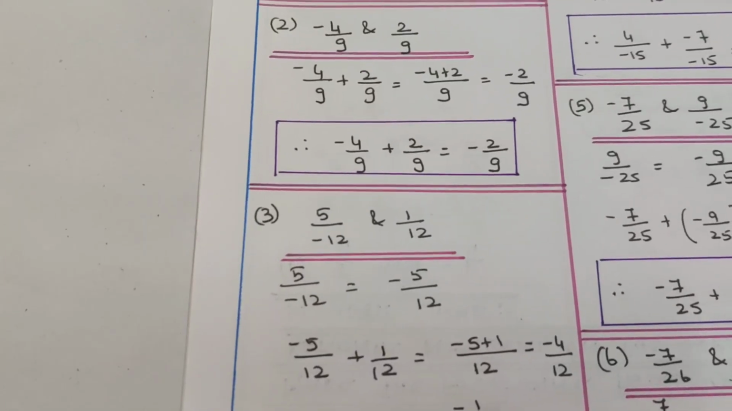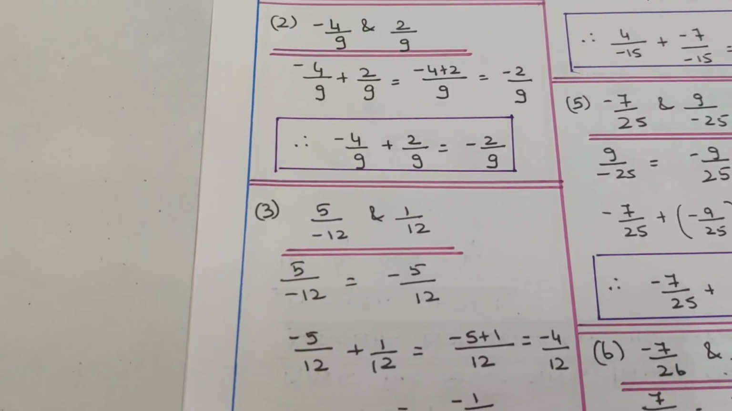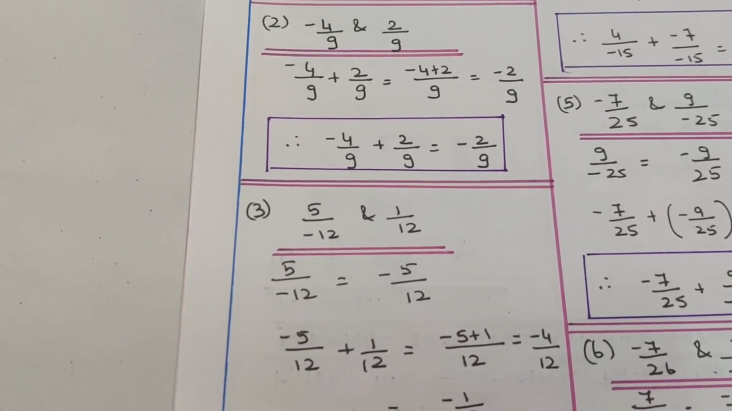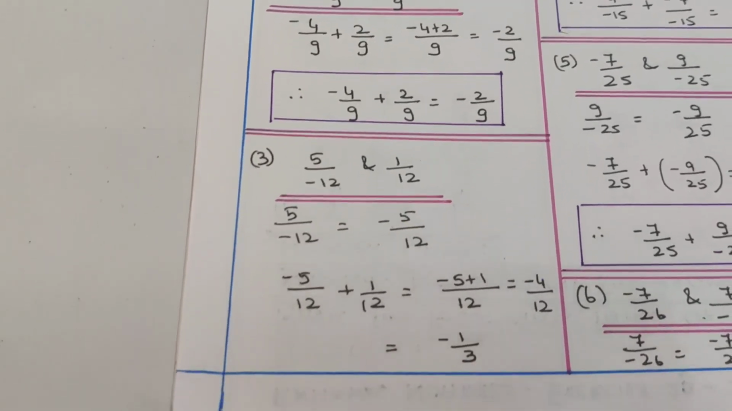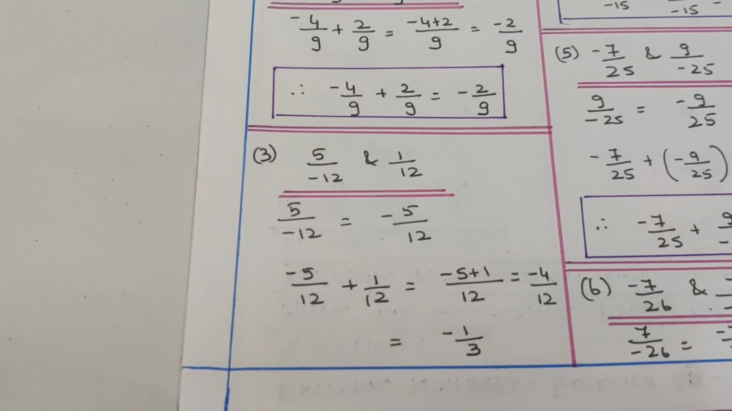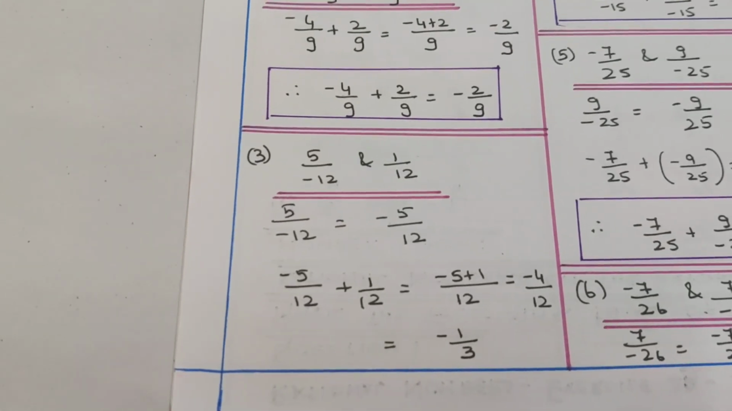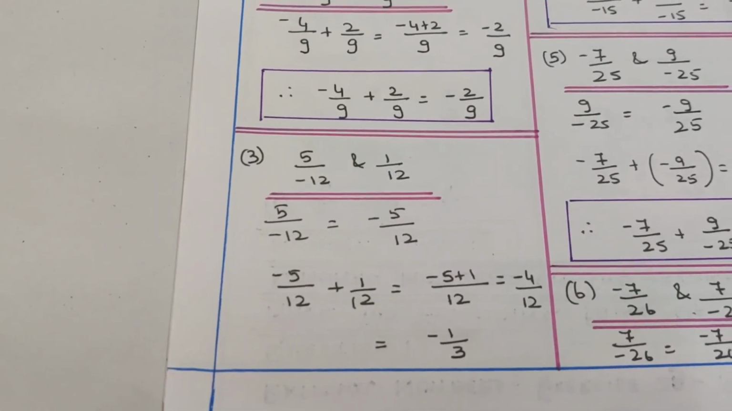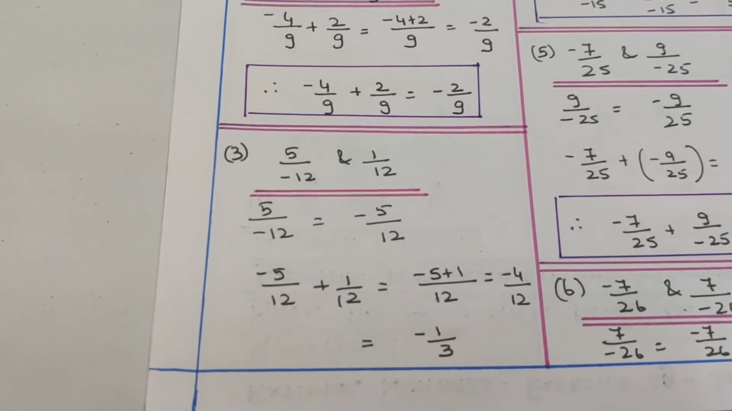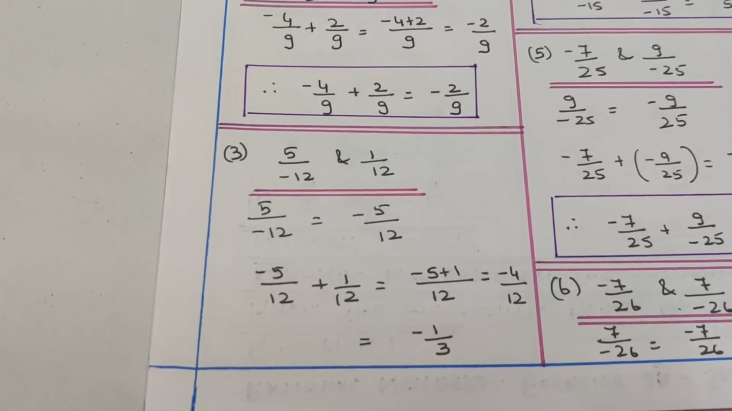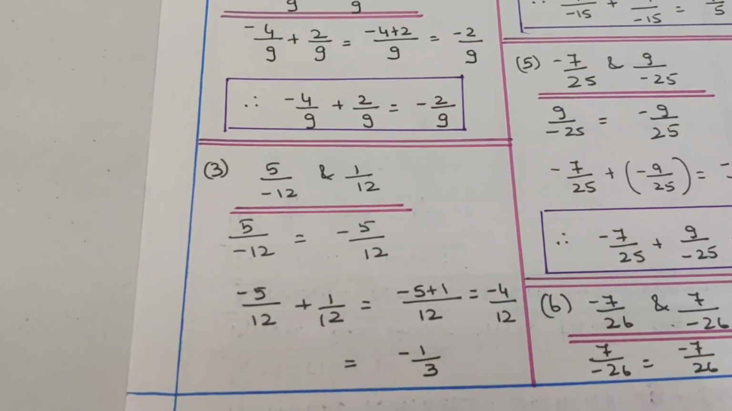Similar way, 5 by minus 12 and 1 by 12. So 5 by minus 12 can be written as minus 5 by 12. And now common denominator, so nothing to worry. You take minus 5 by 12 plus 1 by 12, is equal to minus 5 plus 1 and the common denominator 12. The answer is minus 4 by 12. And when you simplify, you get it as minus 1 by 3. Isn't it simple? Yes, it is.